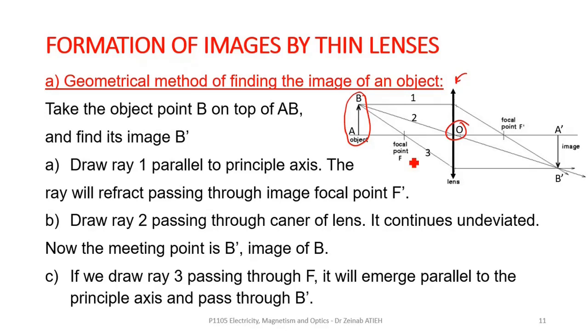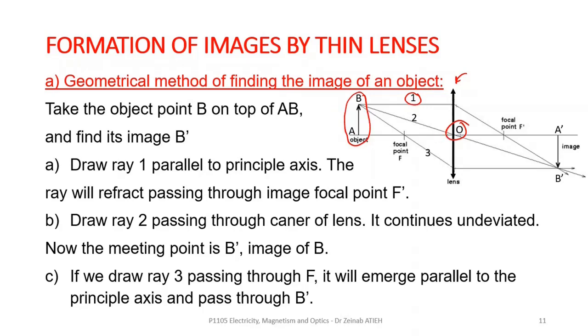In our case here, let's take two lines coming out from B and see where they intersect. I will start first with line 1. So line 1 goes out of B. You can choose any two lines. All lines coming out from B will meet in B prime. So I can choose any two rays. I choose two special rays. One parallel and the other passing through O. And maybe one passing through the focal point. It depends. So I will start with 1 and 2.